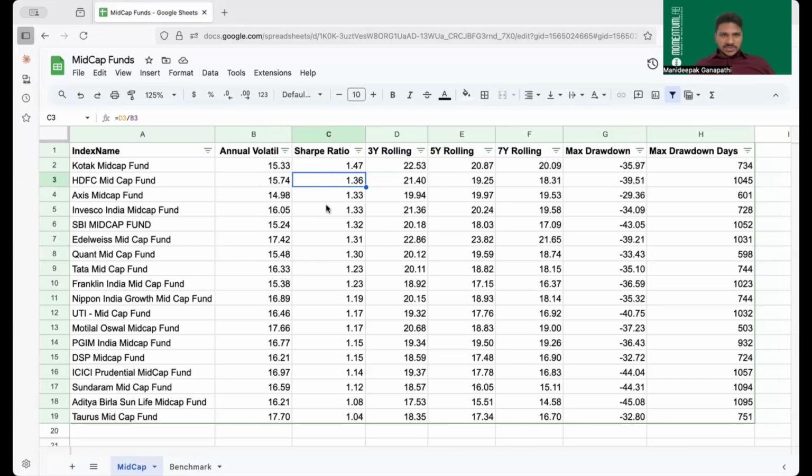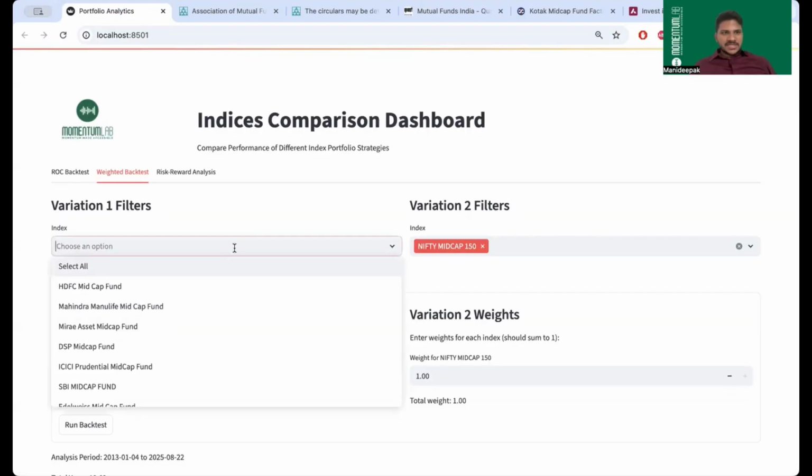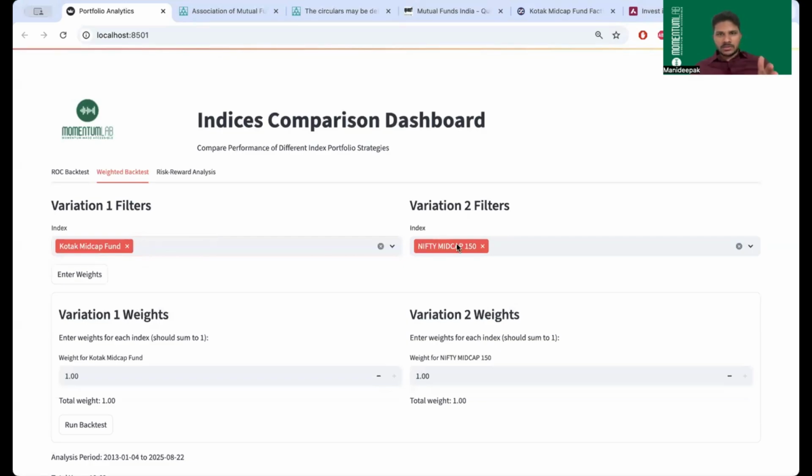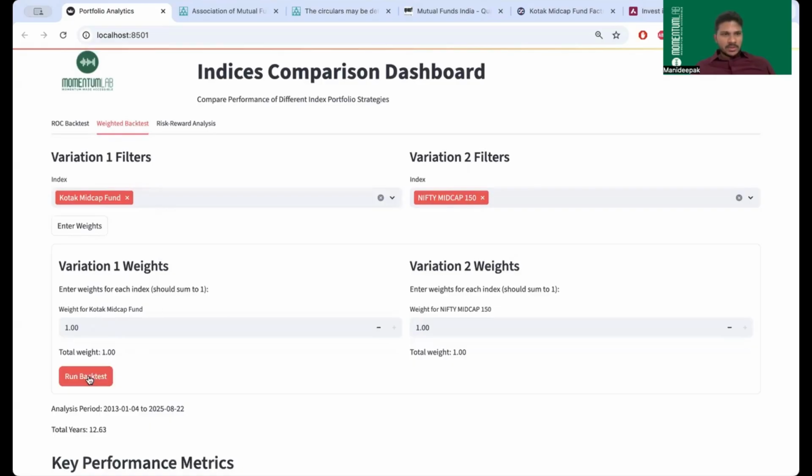So I've sorted these funds based on Sharpe ratio. Here, I define this ratio purely based on 3-year rolling return upon the annual volatility. So you can see Kotak, HDFC, and Axis Midcap funds are in the top three. We'll start with Kotak Midcap Fund. We'll compare that with the index and see how it is performing in the last 10 years in different market conditions. Here on the screen, I will be comparing the Kotak Midcap Fund with the Nifty Midcap 150, which they consider as the benchmark. I'll just enter the weight as 1 and 1 and run the backtest.